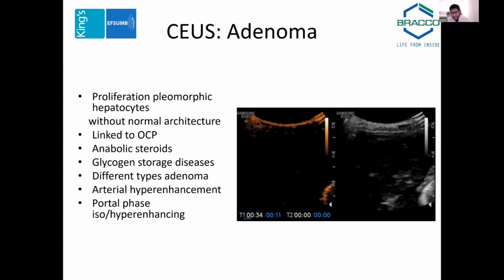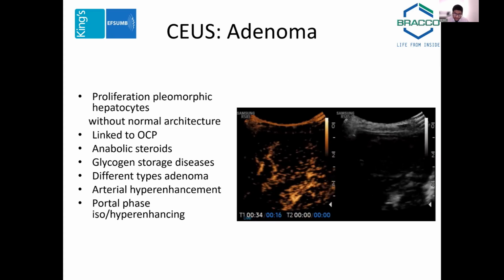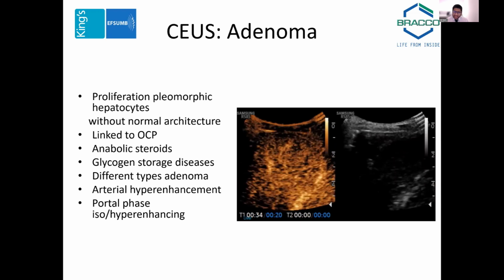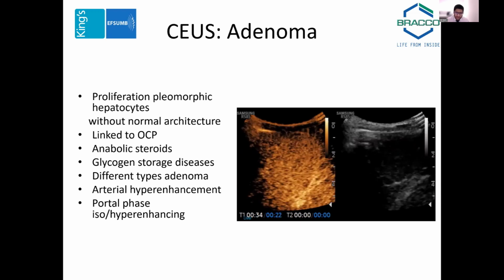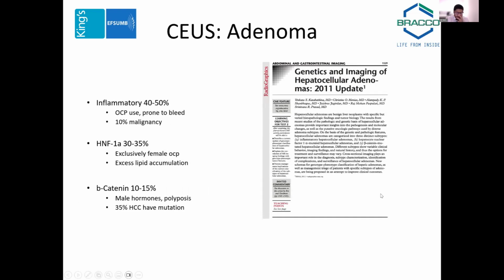But unfortunately, adenomas are a heterogeneous group, so they behave differently. They typically show arterial hyperenhancement, and in the portal phase, they may be iso or hyperenhancing, but also they may be hypoenhancing. They may show washout. Now, this is because of the nature of adenomas, and this excellent paper from Radiographics describes it a bit more.